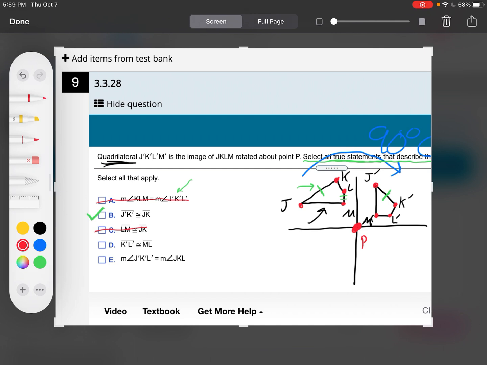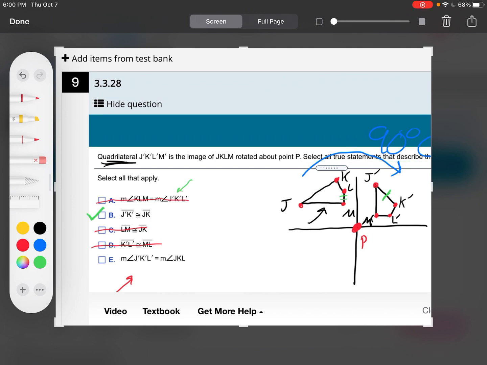Option D says K prime L prime has to be the same as ML. That's not true. There's no reason why 2 different line segments that don't even correspond would have to be congruent to each other. And then the last one, which is very important, is that the measure of J prime K prime L prime is equal to the measure of JKL. So this one is true.